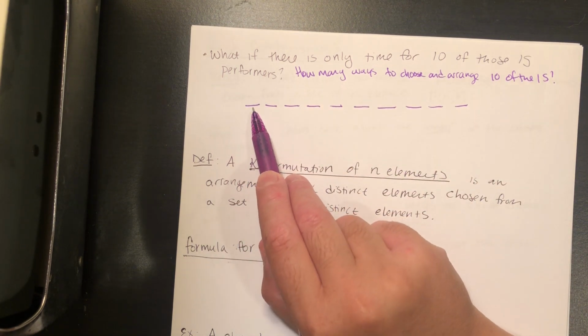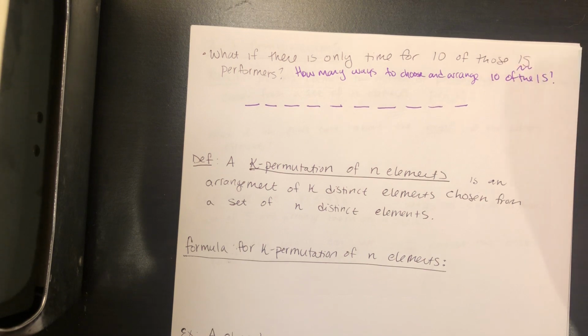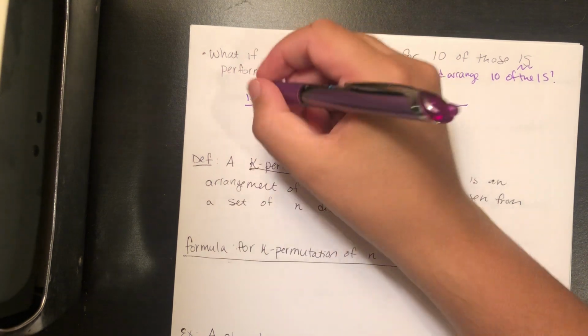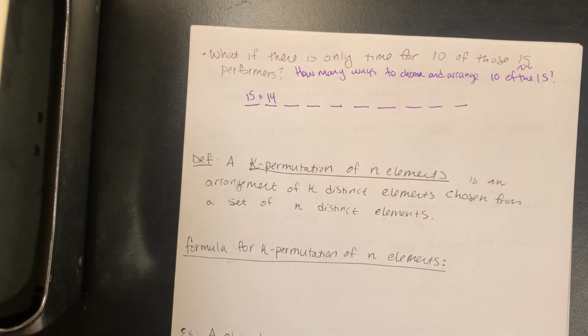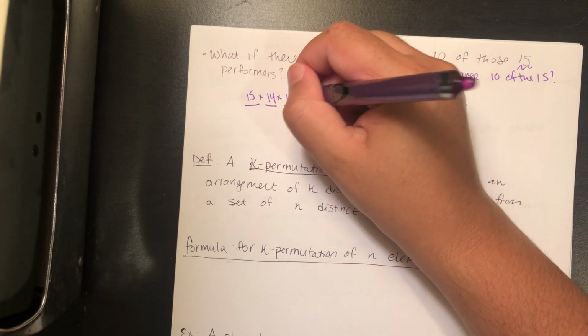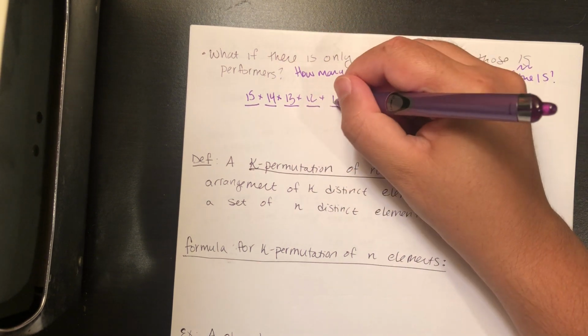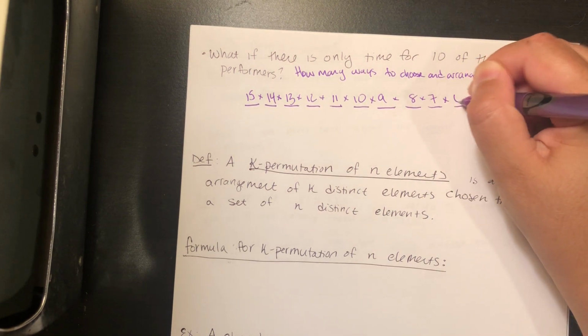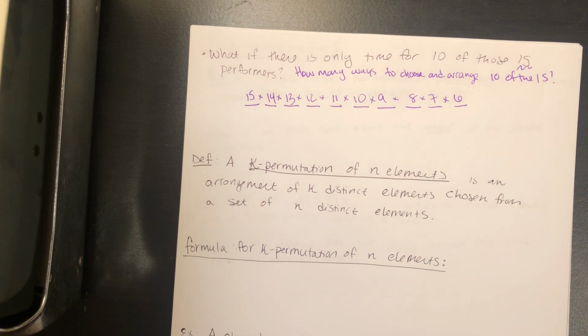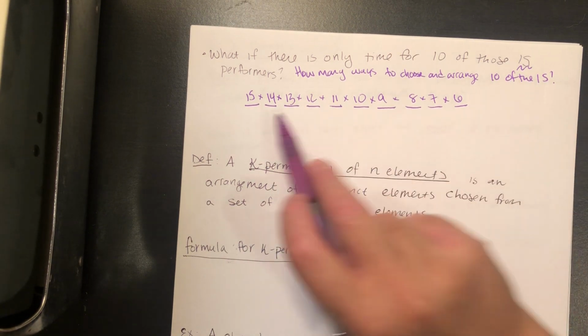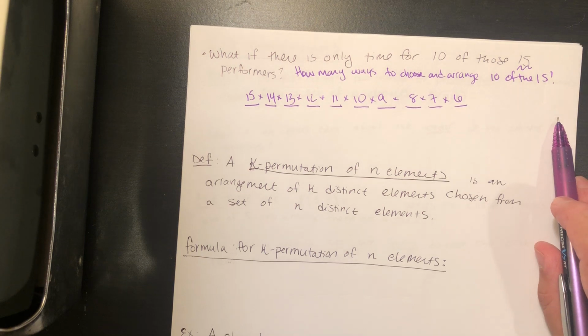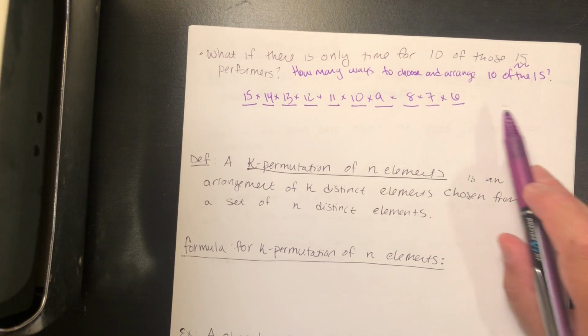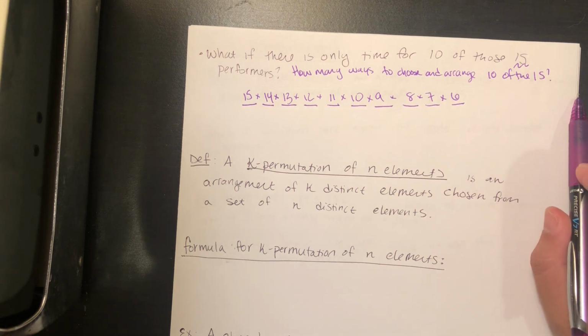How many options do you have for the first performer? Well, it can be any one of these 15 people. So there's 15 options. Having chosen the first performer, you have 14 options for the second performer. Having chosen that one, now you only have 13 left, and it just goes on down the line like this. Then 9, then 8, then 7, then 6, and then we're done. So this isn't really 15 factorial because it doesn't go all the way down to 1. It looks a lot like 15 factorial, but we're missing the factors of 5, 4, 3, 2, and 1. Because 5 of those people just got cut.